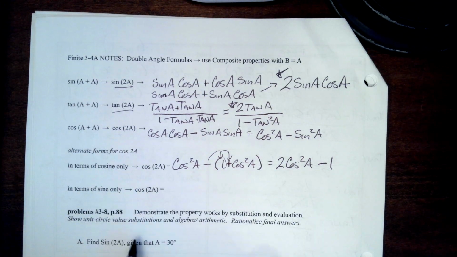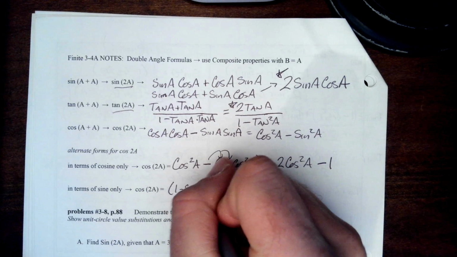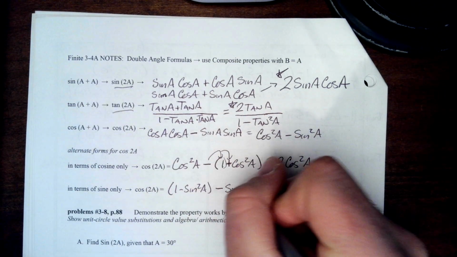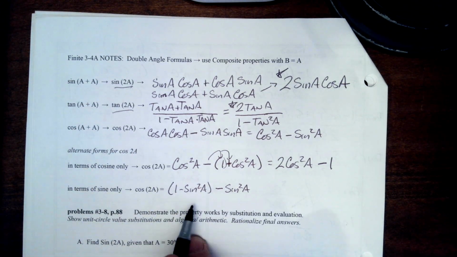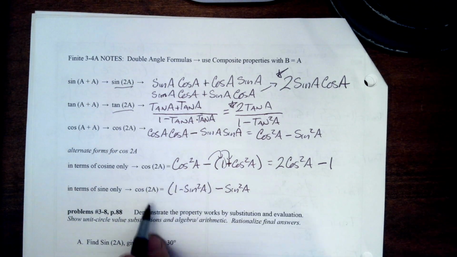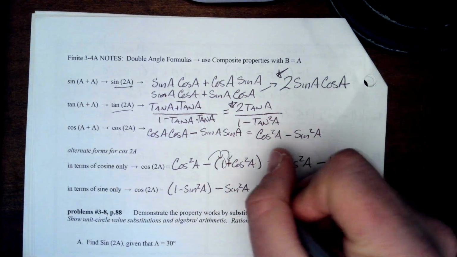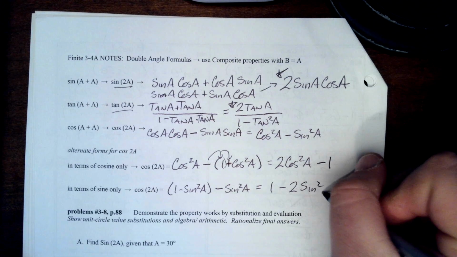Similarly, to turn it only into sine, cosine squared is 1 minus the sine squared, minus another sine squared. Since there's nothing to distribute, we don't really need these parentheses. 1 minus the sine squared minus another sine squared would be 1 minus 2 sine squared of the angle.